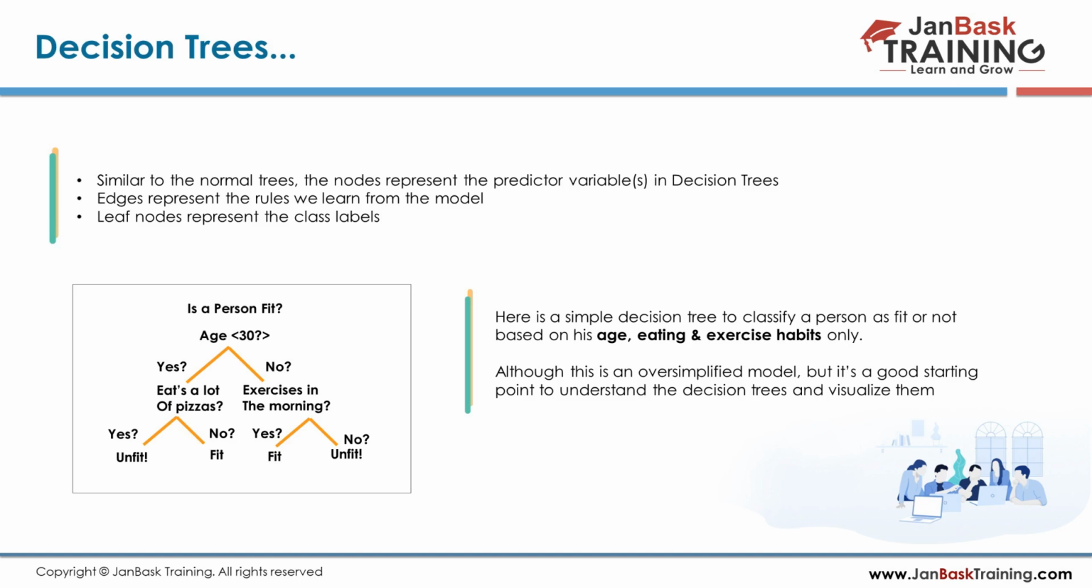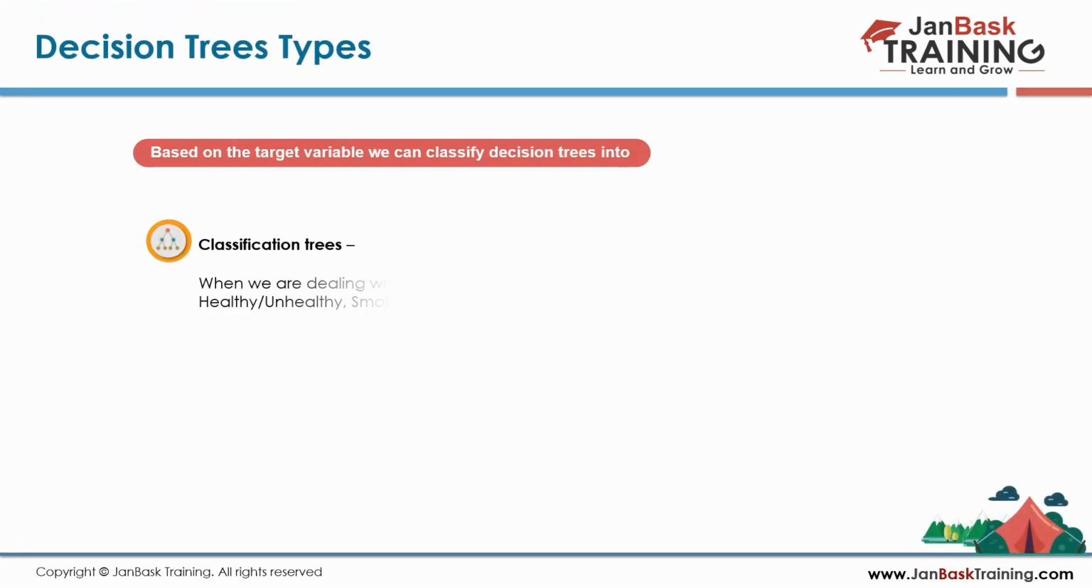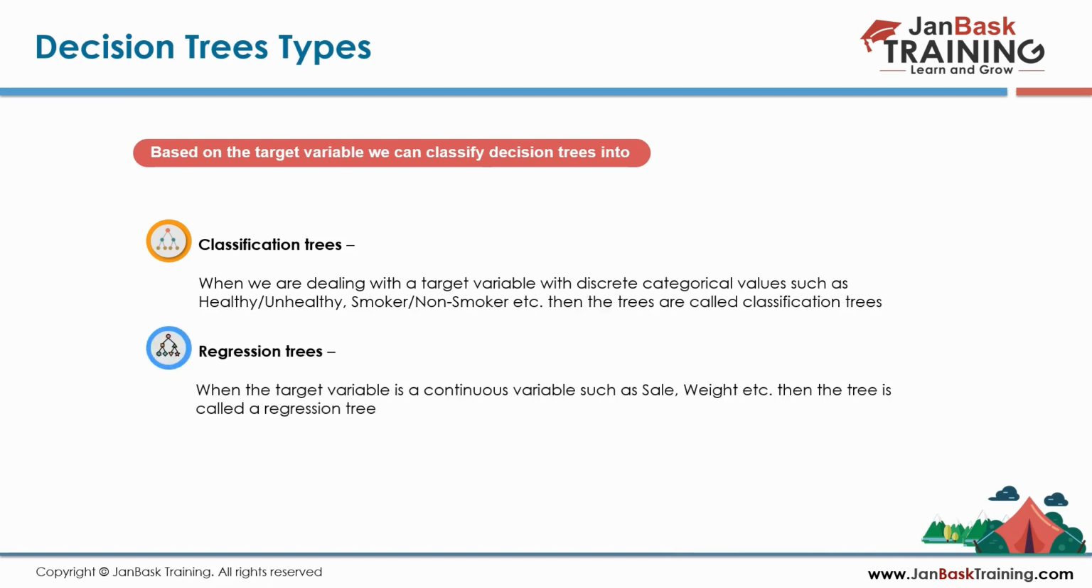Getting into the branch, before that, a rule has to be specified. Here the rule is yes or no, like age is 30, yes or no. Eats a lot of pizzas, yes or no. Exercises in the morning, yes or no. Here the decision trees can be used for regression, predicting a value, and for predicting a class. That is classification as well as regression.